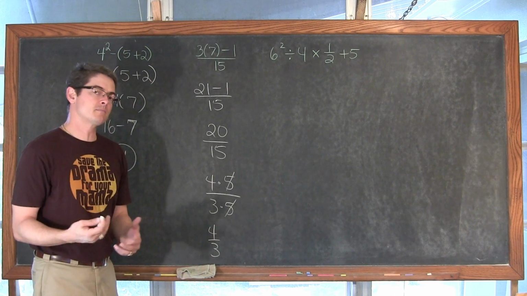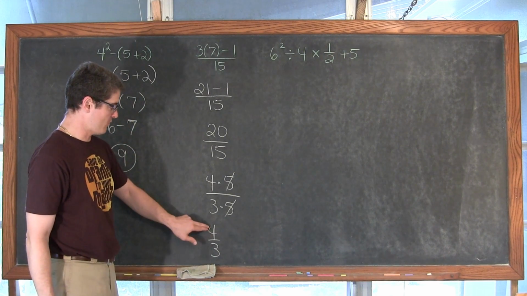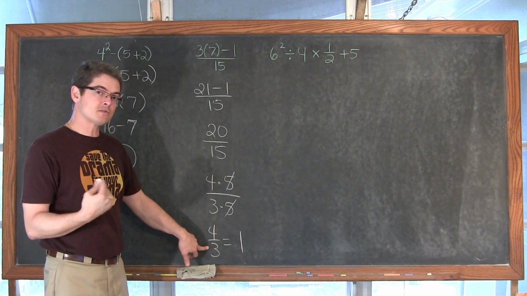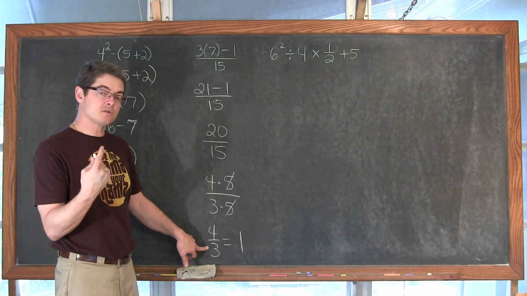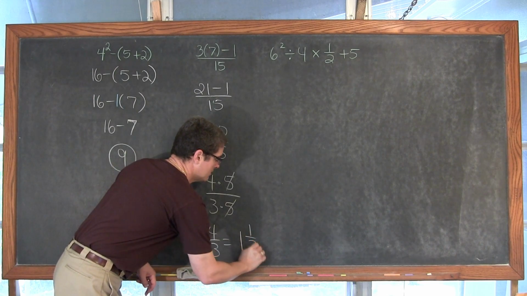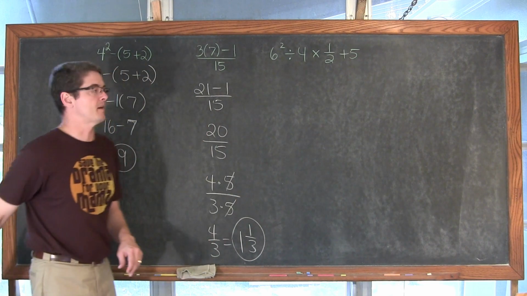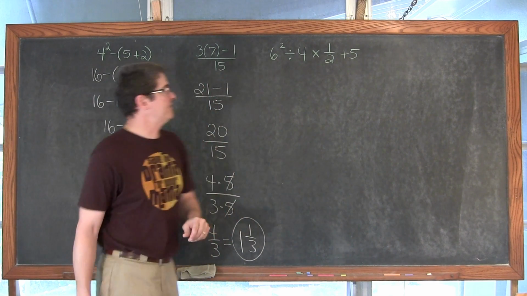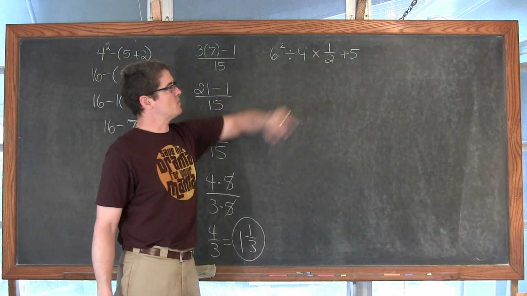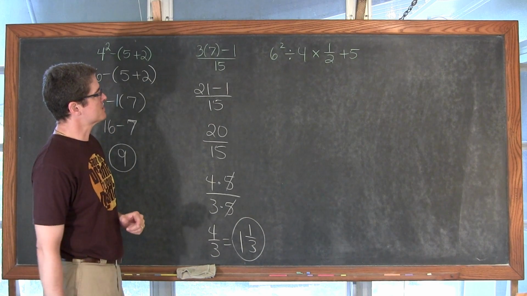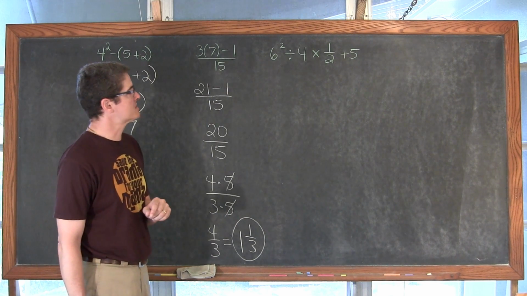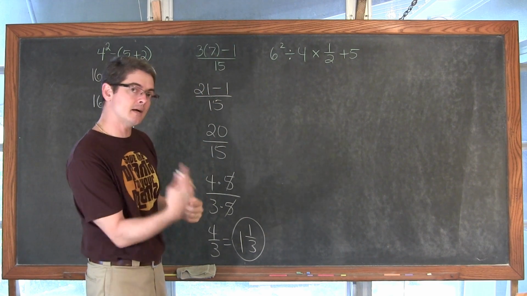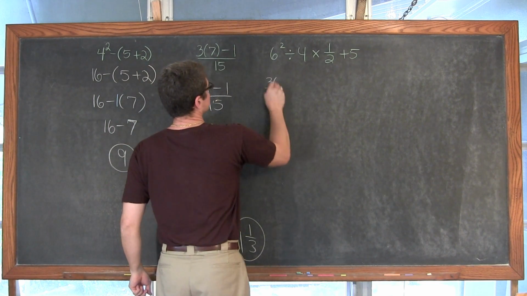Or, to write it as a mixed fraction, let's see here, 4 divided by 3 is 1. And 4 minus 3 is equal to 1, so there's a remainder of 1, so it's 1 and 1/3. I'll write that one as a final answer. Okay, now over here we have 6 squared divided by 4 times 1/2 plus 5. We have an exponent or power. We're going to do that first. 6 squared is 6 times 6, which is 36.